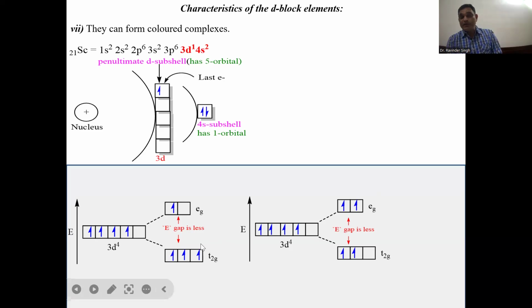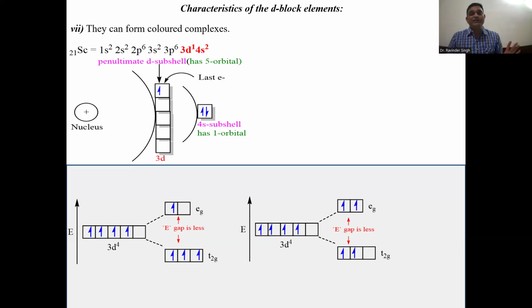After absorbing energy, one of the d electrons jumps into the other d set orbitals and becomes unstable. When that unstable electron comes back to the ground state, it releases the energy in the visible region. So the d block elements or the d block compounds are colored. They form colored complexes.